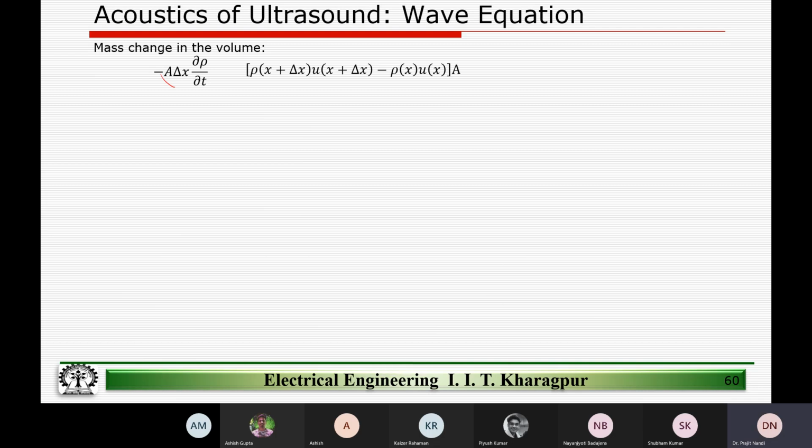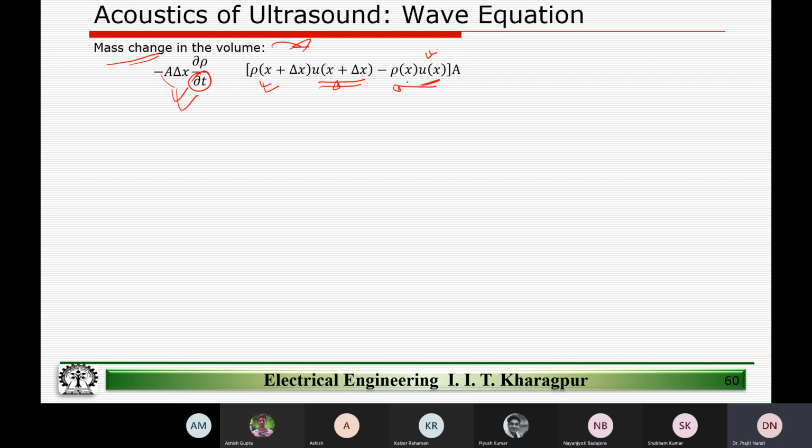Also, I can represent the same mass change in volume not only by this, but also by this. And how is that possible? So this is the density at x plus delta x. This is the velocity of the particle at x plus delta x. So this is velocity and this is density. Velocity multiplied by area gives rise to the volume and the time. So this del t component comes from u, right? So the change in the mass can also be written like this.